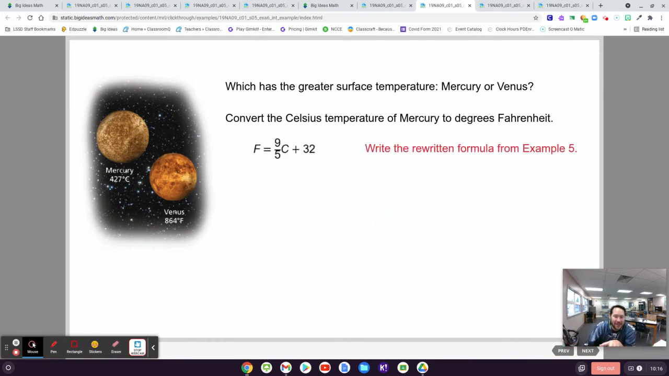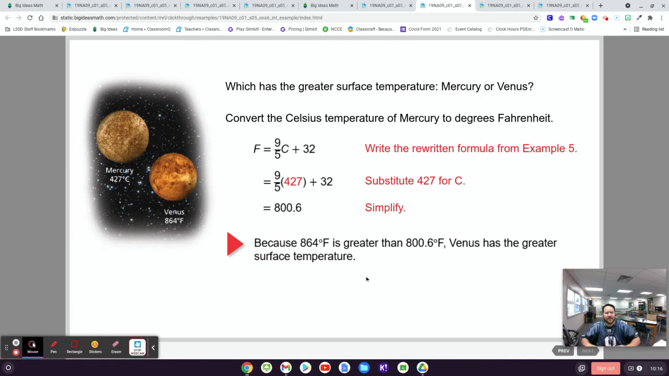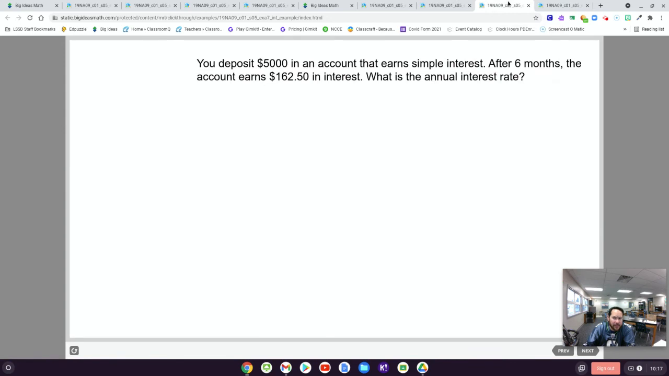Okay, hopefully you actually used the formula. If you plug in 427 Celsius for Mercury, that'll convert it into Fahrenheit. So Mercury is 800.6 degrees Fahrenheit. Venus is 864 degrees Fahrenheit. So even though Mercury is right next to the sun and Venus is not, Venus is still hotter because of the atmosphere. It's over 60 degrees hotter than Mercury. There we go. Okay, let's move on to another example.